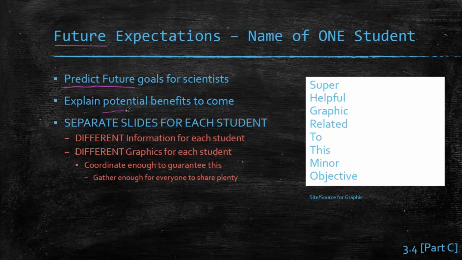So potential benefits. What are some things that scientists hope they can do? What are some things that people hope will be invented? These might be entirely guesses. Maybe they're right around the corner. Could be something that is very close to being developed and released, or it could be just pure fantasy. But make sure you've got a picture, make sure you can relate it to your topic, make sure you've got a source, and most importantly, 1 student per slide, 1 slide per student. Make sure everybody has a different version of 3.4.